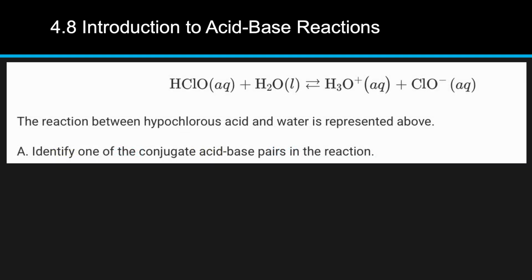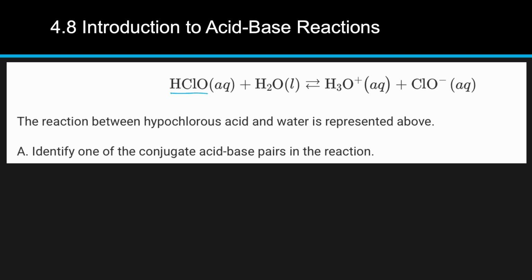All right, so this is the very first part of an FRQ. It says the reaction between hypochlorous acid and water is represented above. Identify one of the conjugate acid-base pairs in the reaction. So we talked about this a few times already, but I want to reiterate that when it says to identify a conjugate acid-base pair in an acid-base reaction, there are 2 potential answers, and you can only do one or the other, and they have to be specifically those pairs. And remember, the definition of a conjugate acid-base pair is differing by 1 proton.